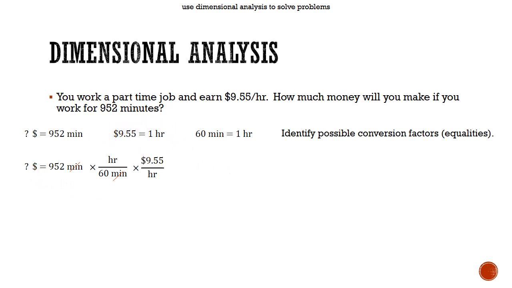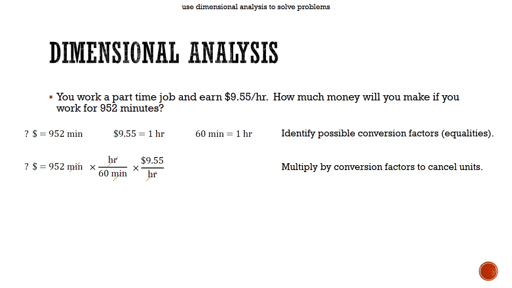So I want hours to go on bottom. So 1 hour on bottom. And notice I didn't actually explicitly write in the number 1 here next to hours. Anytime there's not a number there, we know it is 1. And notice as I have it written, I have an hour in the numerator, hour in the denominator. So hours cancel. And notice my units that I'm left with are now dollars, which is what we want.